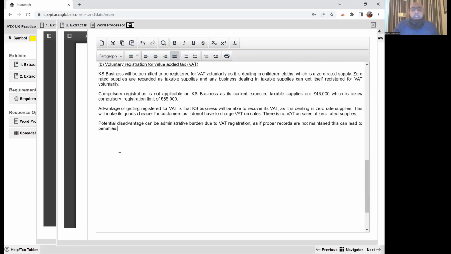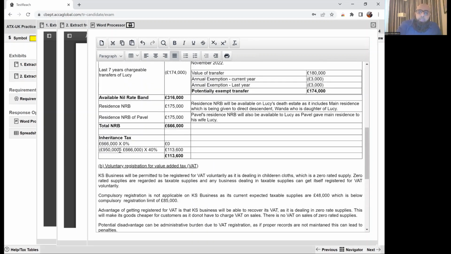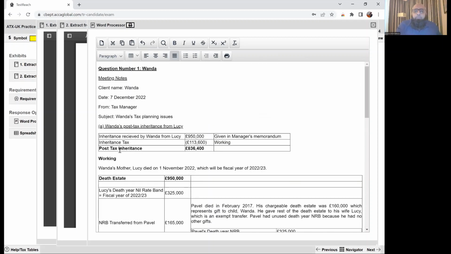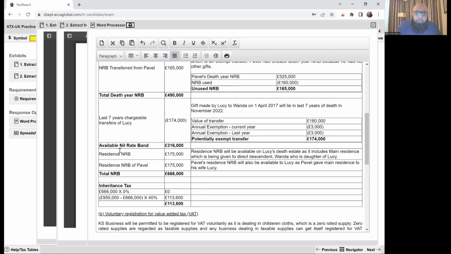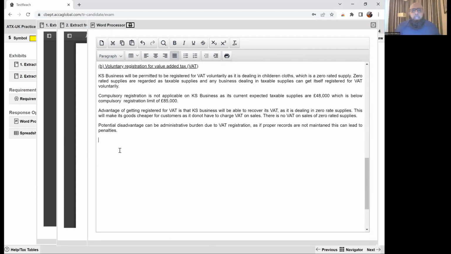Okay, so this was a very, very easy one. Even part A was also very easy, but since there was some complex calculation of nil rate bands being transferred, some students might get confused. But this part B was really very straightforward, a very easy one.